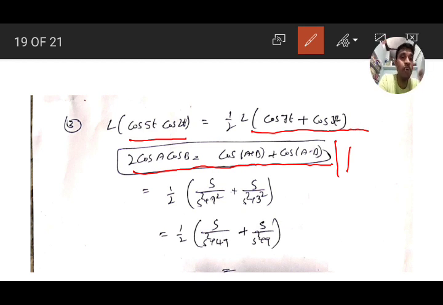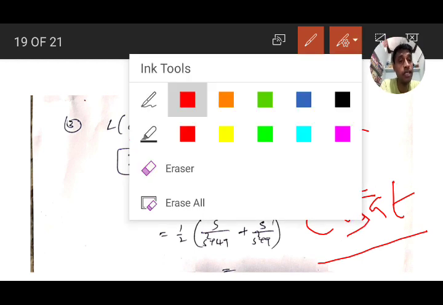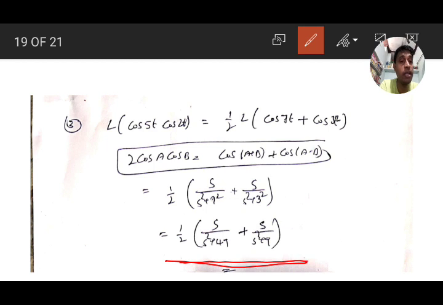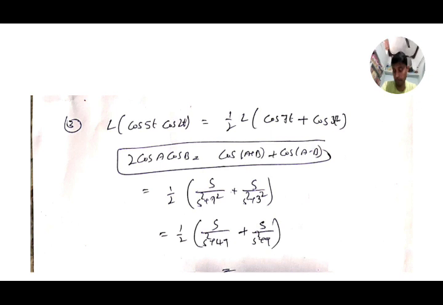Okay, understand? After getting this step, use the linearity property on cos of 7t plus cos 3t. And next, after linearity property, apply the standard formula L of cos at formula, s by s square plus a square, and next simplify, we get the answer. Okay, write down the formula and the problem. We will move to the next.